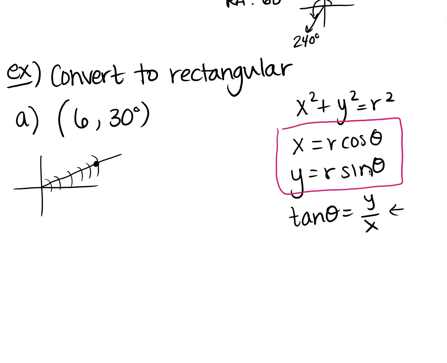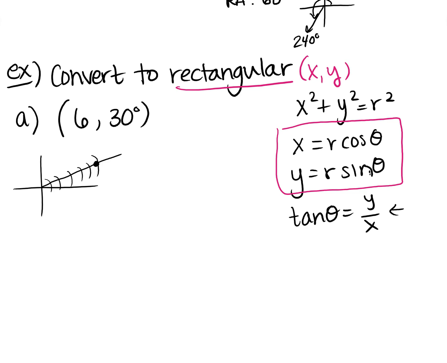We know what r is. This equation is not really going to help me find x and y necessarily, but x equals r cosine theta, y equals r sine theta. Those are the guys, right? Because if I want to find rectangular, what am I looking for? I'm looking for an x value and a y value.